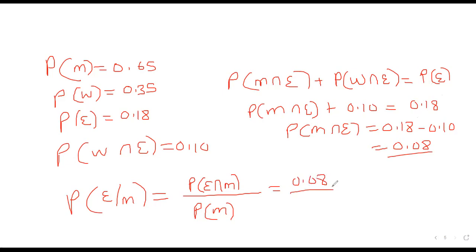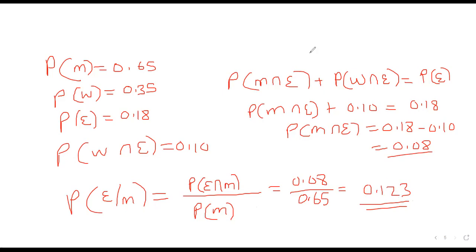This is the answer that will come here, 0.08, divided by the probability that it is a male, 0.65. When you divide that, 0.08 over 0.65, we get 0.123. This is our probability of an extension given that it is a male. So 0.123.